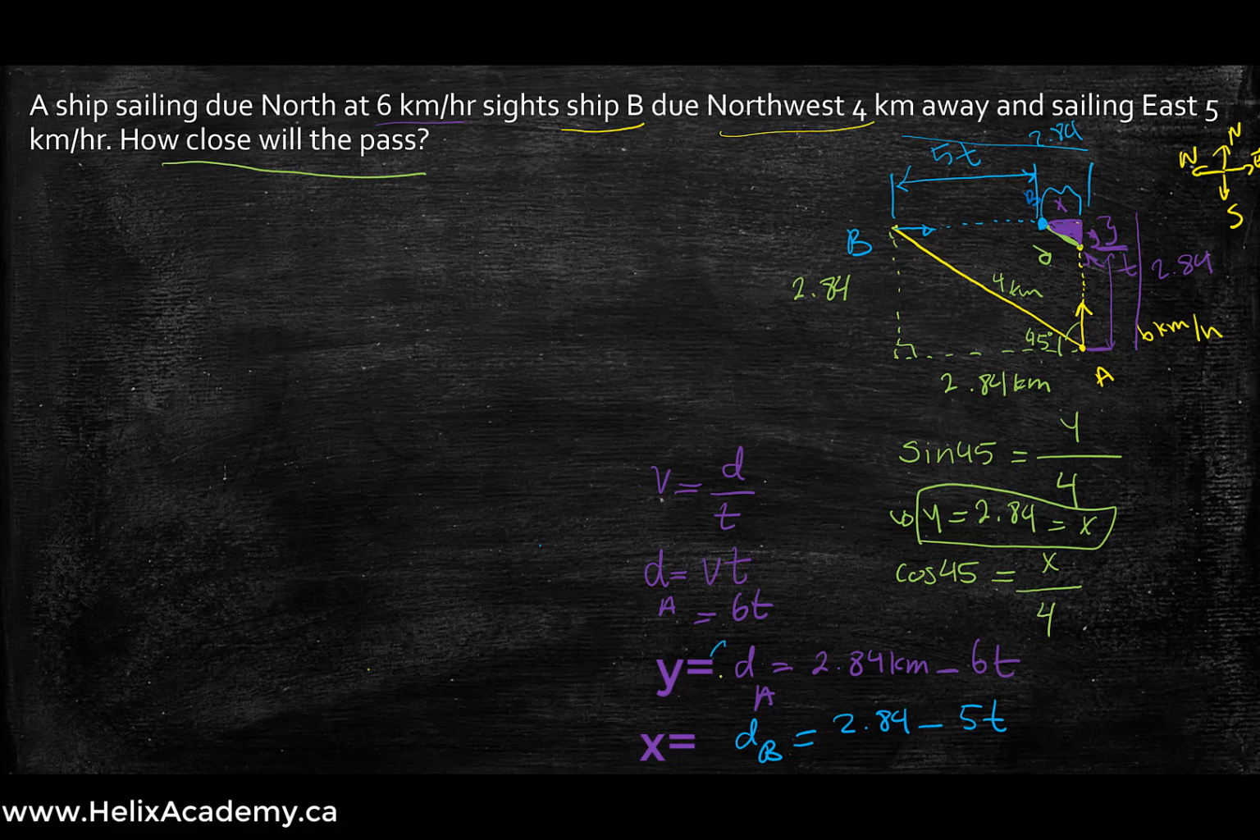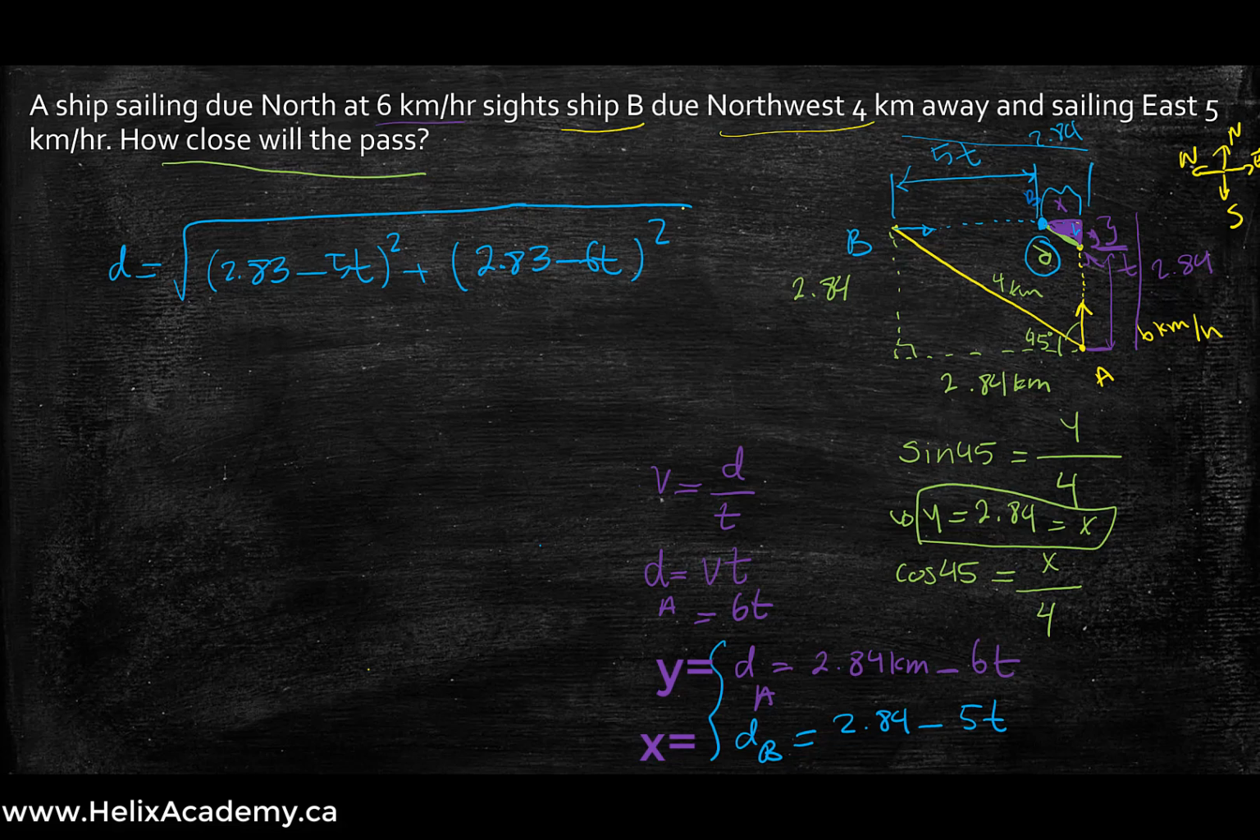Okay, great. So now I have two relationships for my ships here. Now I need to write an equation for D here. Well, obviously this is going to be a right angle triangle, so I can use the Pythagorean theorem to write D equal to the square root of distance A, which is 2.83 minus 5t to the power of 2, plus 2.83 minus 6t to the power of 2.